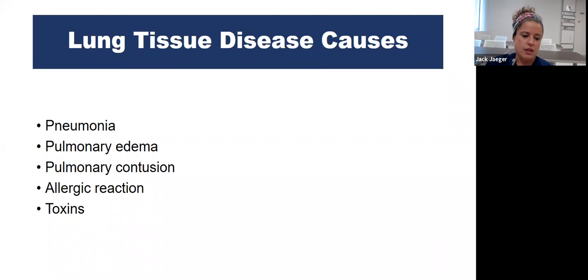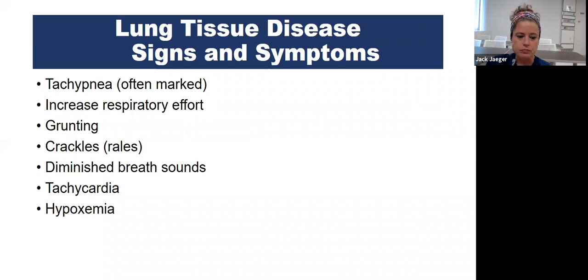And examples of this are pneumonia, pulmonary edema, a pulmonary contusion, possibly following an accident or trauma, an allergic reaction, or toxins that may have been inhaled into the lung. You can see any of those with children in the pediatric population.